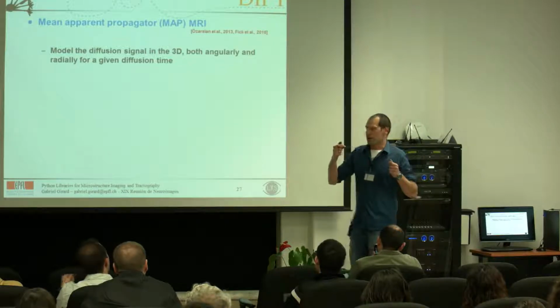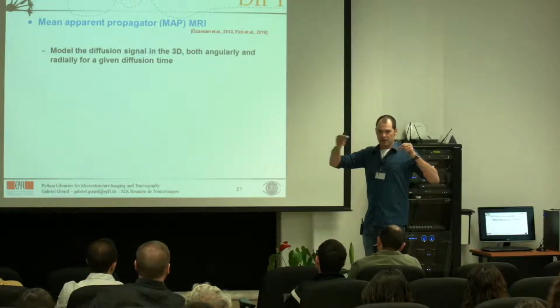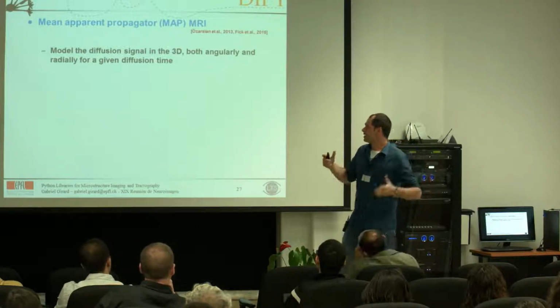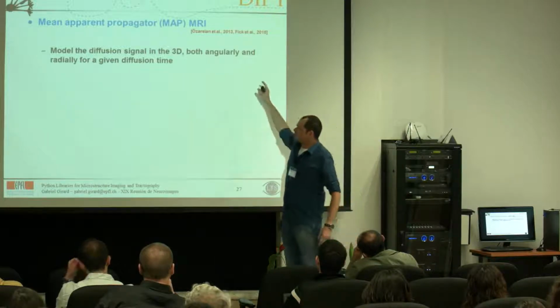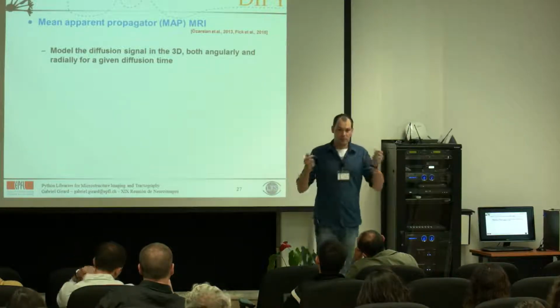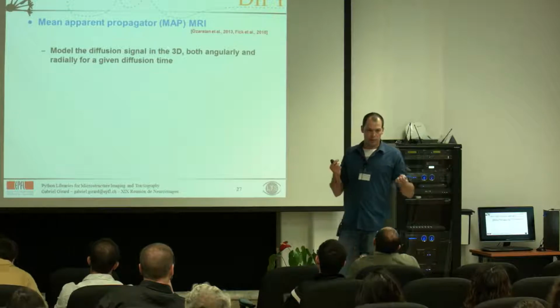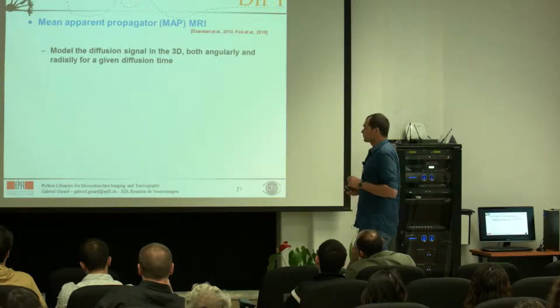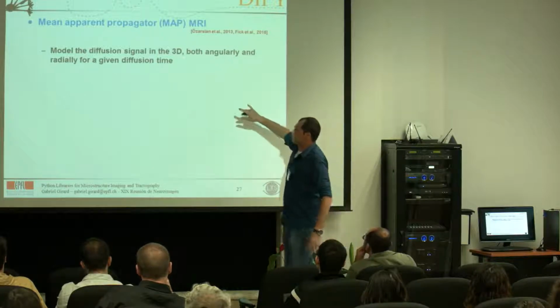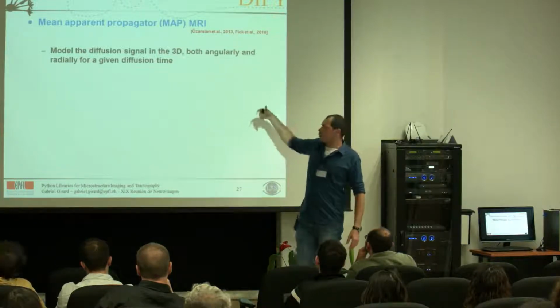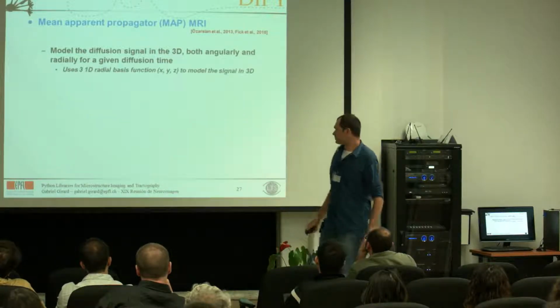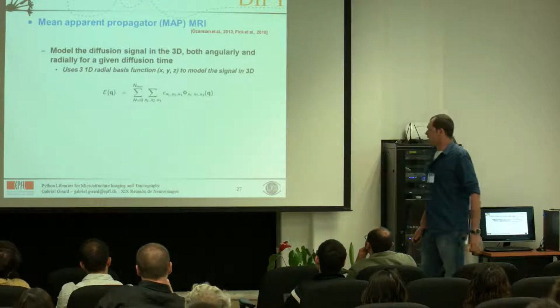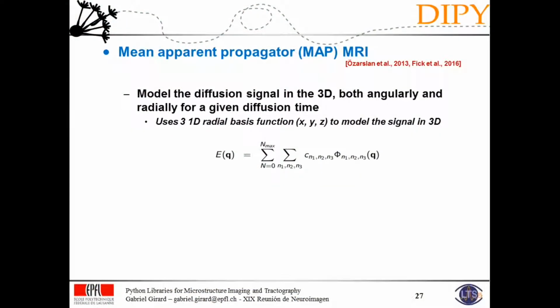So if you have the diffusion signal on several shells in the Q space, you can fit this model, and then you can resample the diffusion signal wherever you want in the Q space. So you get a continuous representation of the signal once you fit this model. I will just go quickly through the equation. It's not my work, but I found it very interesting.